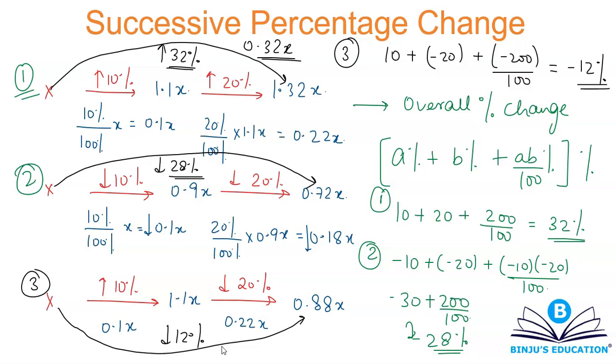It's your call. But the point is, remember that if you have successive percentage change for more than two successives, then the formula is too complicated. So in that case, you'll have to do it the conventional way. Let's suppose x is increasing by 10 and then 20 and then 30, then do it the conventional way, one by one. So I hope this successive percentage change is clear to everyone.